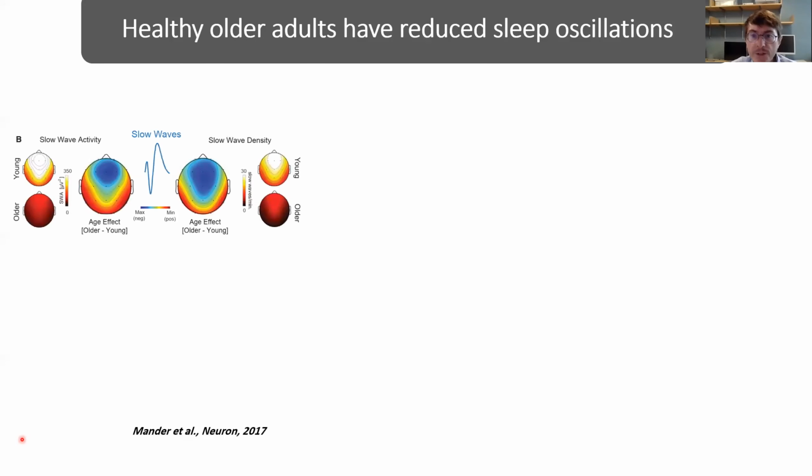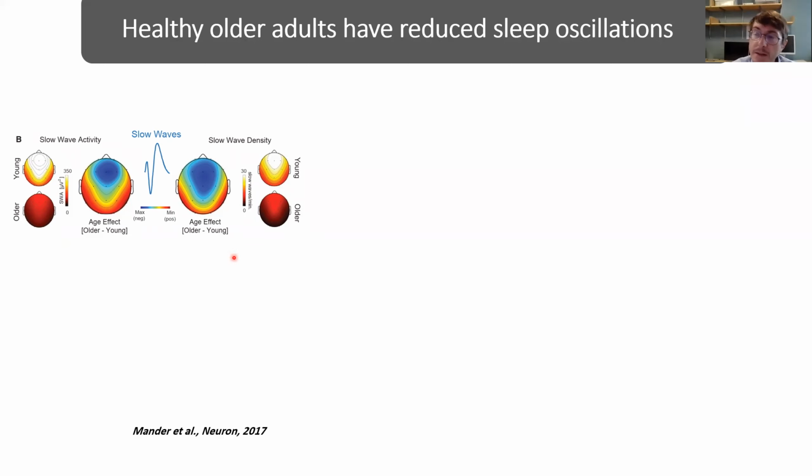So there's a review by Mander in 2017 that was looking at different sleep oscillations in healthy aging. What they went over was looking at young adults and older adults, generally people in their 20s versus people in their 70s. They found a reduction in slow wave activity, that's band power in the slow wave band, and also a reduction in slow wave density.